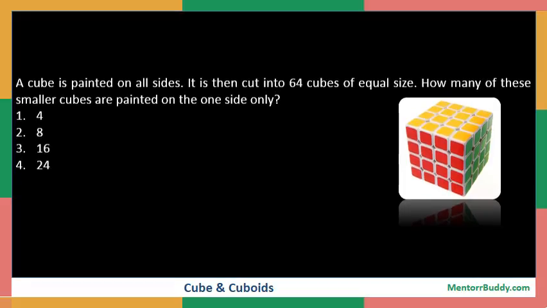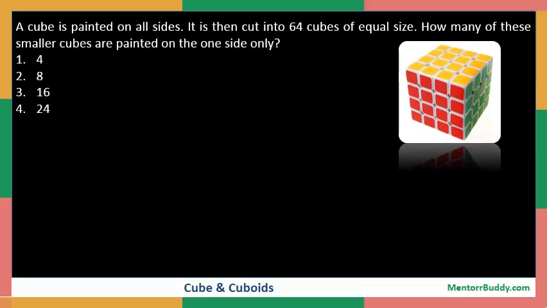To understand this question, we must first interpret the line which says there are 64 cubes formed of equal size. When we say there are 64 cubes formed, we need to understand that it is going to be a 4 cross 4 cross 4 structure. That means 4 cubes on every edge. And since a cube is always a symmetrical structure, it is going to be a 4 cross 4 cross 4 structure.